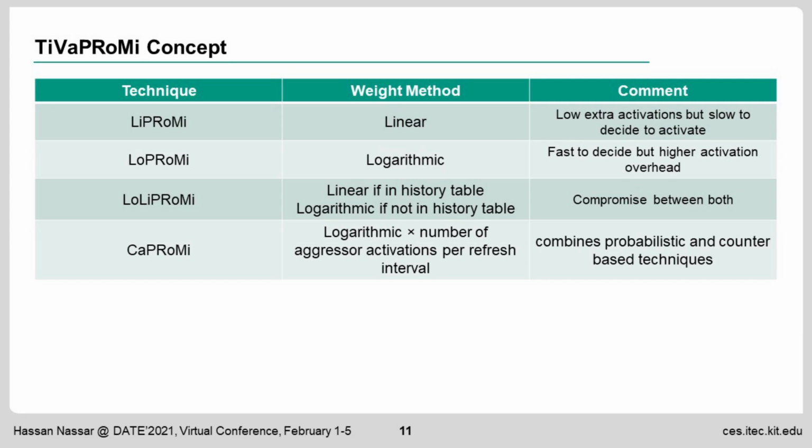CES-KIT-Research uses the same logarithmic weighing as LowPRoMi times the number of activations of the aggressor per refresh interval. Extra activations are not taken per each activation, but rather collectively at the end of each refresh interval. It combines both the counter-based approach and the probabilistic approach.